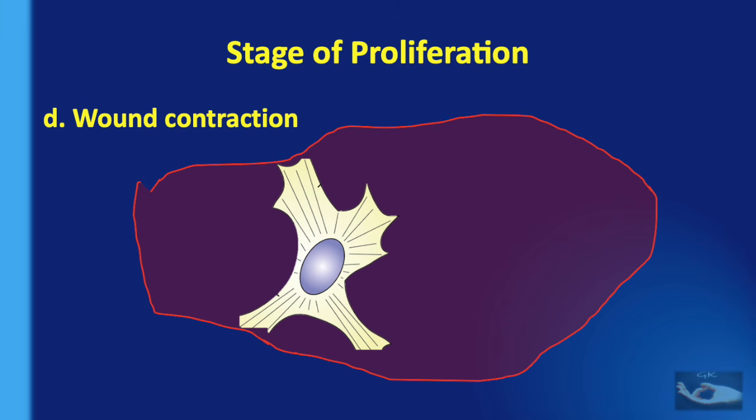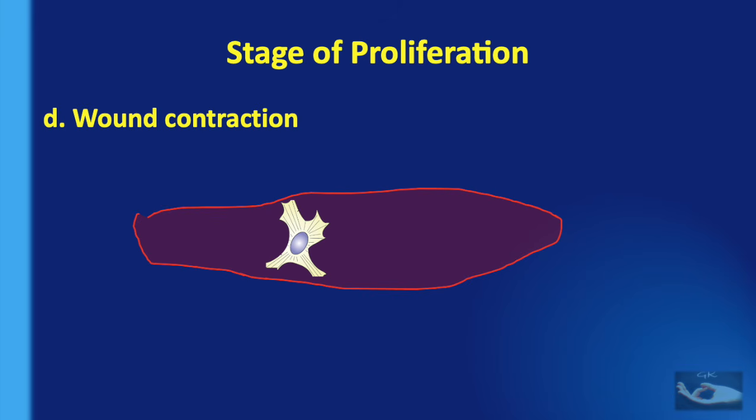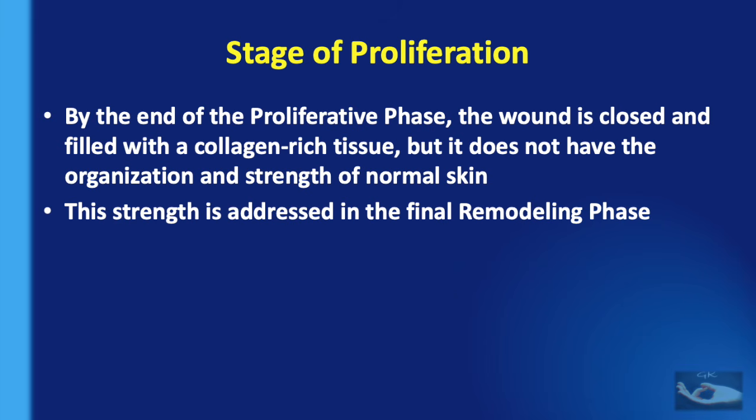They grip the wound edges and pull them inward, significantly reducing the surface area of the wound. The rate of contraction is approximately 0.6 millimeters to 0.75 millimeters per day. By the end of the proliferation phase, the wound is closed and filled with a collagen-rich tissue, but it does not have the organization or strength of normal skin.